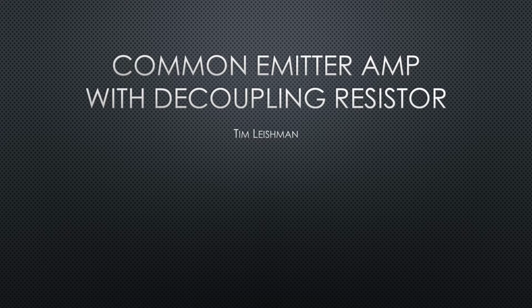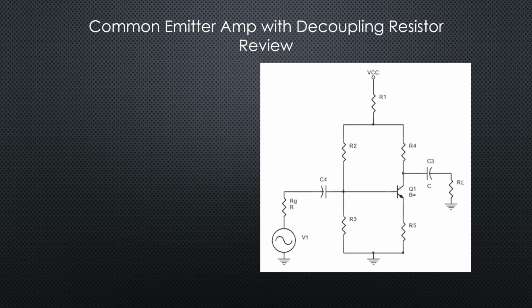Welcome to Common Emitter Amplifier with Decoupling Resistor. This lecture is going to focus on Z in, Z out, AV, AI, and AP, the gains. This is a common emitter amplifier using universal biasing with the decoupling resistor.